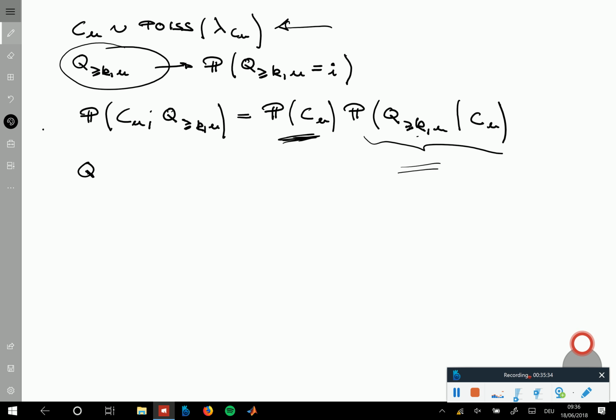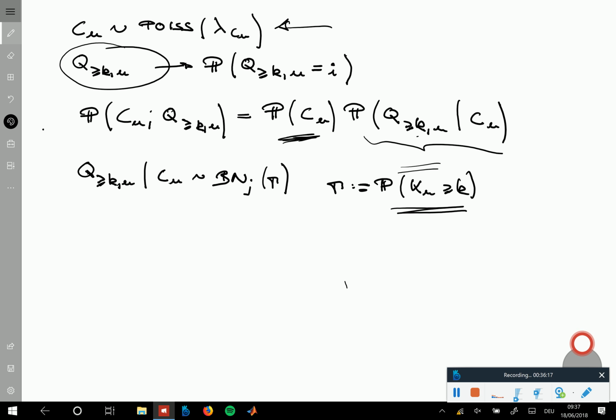So the question is, what is the conditional distribution of this random variable given Cu? And of course, this is not a question for you, but this is a question of definition. The point is that this is defined as a binomial distribution. Remember that we discussed the binomial last time, with parameter mu, where mu is the probability that Ku is larger than K. Remember that we also have an expression for that above.